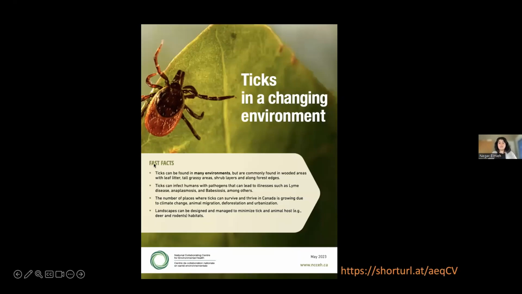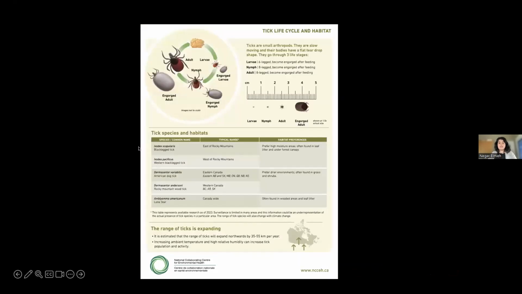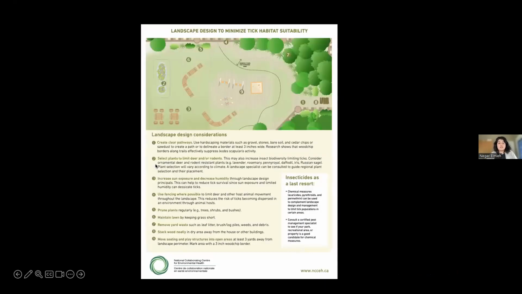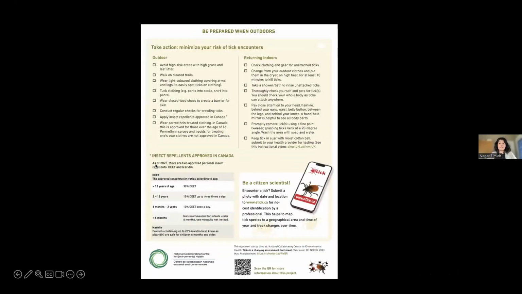And so the first page is just the fast facts, thinking about ticks in a changing environment. The second page looks at the tick life cycle and tick species and habitats, so kind of providing the background information in case someone doesn't know anything about ticks. The third page shares the landscape design considerations that I shared, as well as a visual of how that might play out in an environment. And then the last page is really thinking about what you as an individual can do to minimize your own risk further through actions outdoors, indoors, insect repellents, and being a citizen scientist.